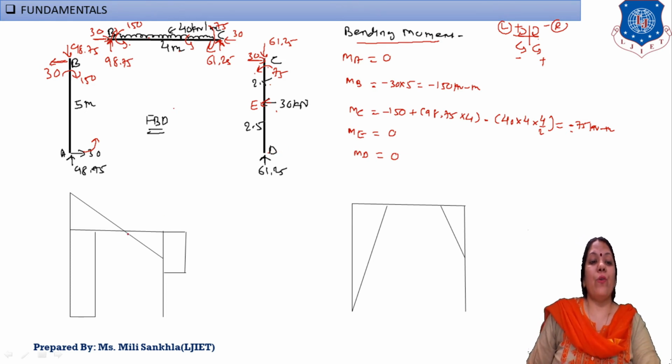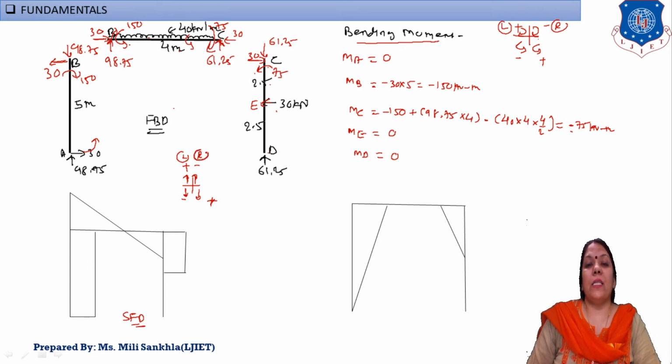Now we draw our SF diagram, because here the axial force diagram is not mentioned, only BM and SF. The first diagram is my SF diagram. First of all, write down here SFD, the SF diagram. Sign convention: I note upward and downward as plus, minus, plus, and the left side and right side. Now one by one give the notation here.